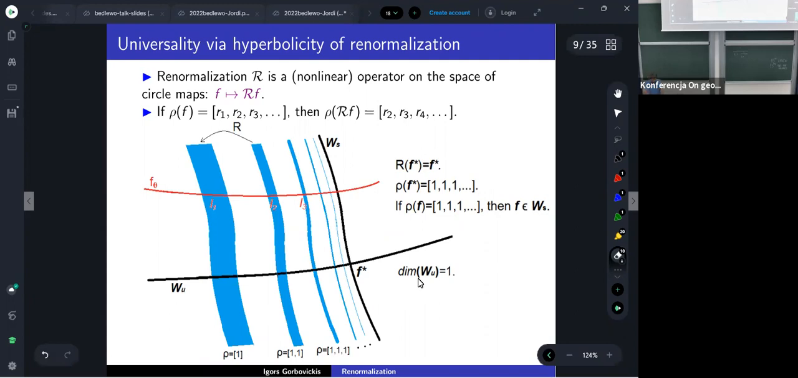And in this picture, now you can see that it doesn't matter if I choose another family, another one parameter family of unicritical circle maps somewhere far away from this one. As long as it intersects the stable manifold transversally, the same argument works. And this is the explanation of universality. This is why the limit of the ratios of the consecutive intervals is independent from a particular family.